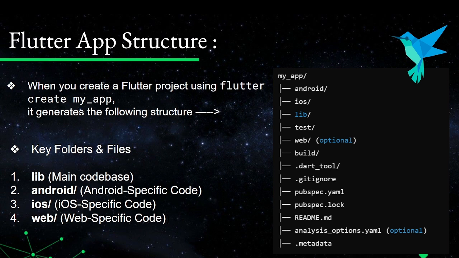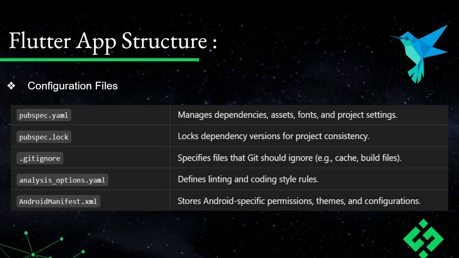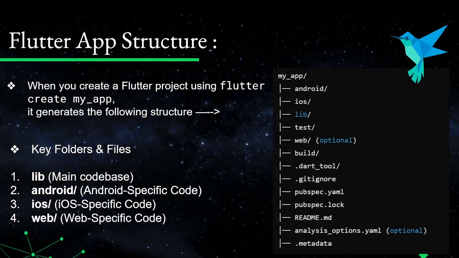When you create a Flutter project using flutter create my_app, it will generate the following structure. At the root level, we have several important files and folders like lib, android, ios, web, build, .gitignore, and some configuration files like pubspec.yaml, analysis_options.yaml, and AndroidManifest.xml. So these are the important files and folders.